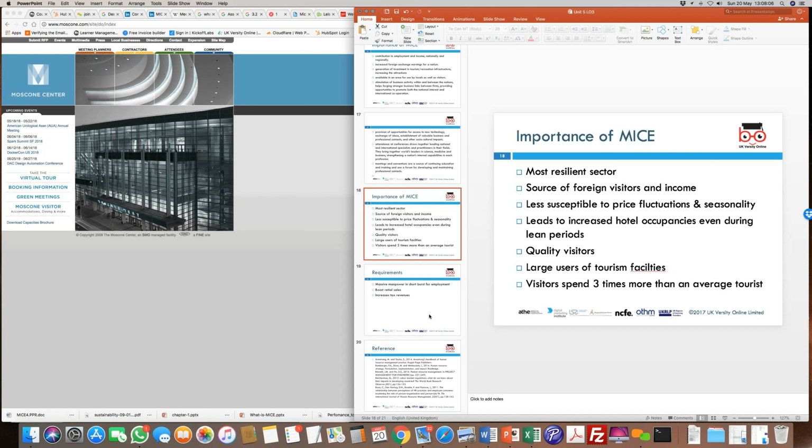Similarly, MICE is a very resilient sector. That means it is not backing down even during recession. There are people who are still traveling, businesses still do conferences and exhibitions and things like that. So this is a sector which is not showing any signs of slowdown. That is why it is important as a concept and as an integral part of the industry.